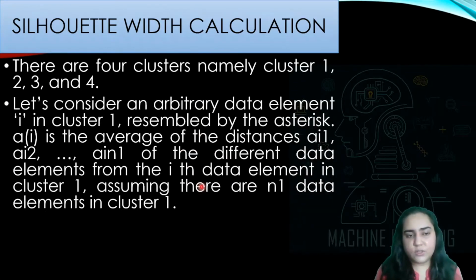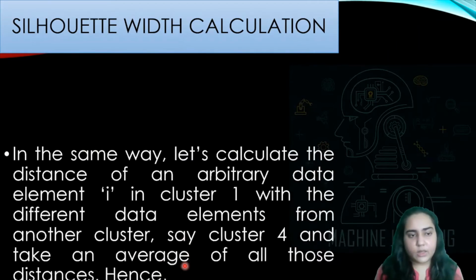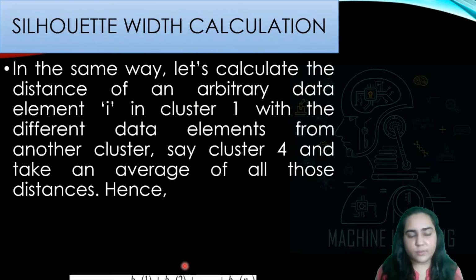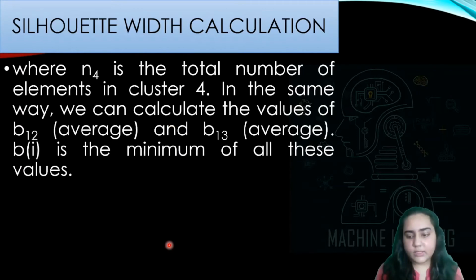So we know there are 4 clusters. Let's consider this arbitrary i-th element in cluster 1. We know that AI is the average distance from this i-th element to all the points in cluster 1. So it's simply all the distances divided by the total number of points in cluster 1. In the same way, what is BI? BI is going to be all the distances from that particular point divided by the number of points in cluster 4. How many points are there in cluster 4? And here, of course, N4 is the total number of elements in cluster 4.